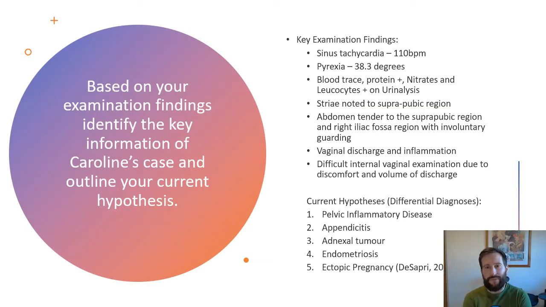The first of these questions says, based on your examination findings, and we're skipping straight to the exam because we've already looked at the history in part 1: based on your examination findings, identify the key information of Caroline's case and outline your current hypothesis.